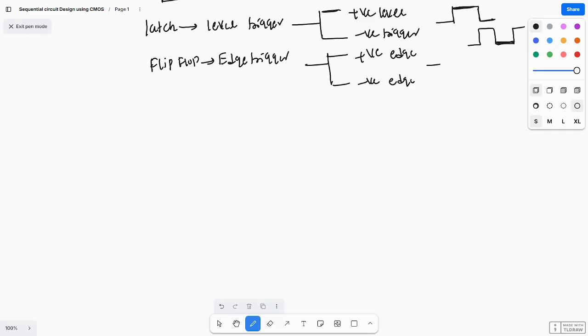Edge means, when it is going from 0 to 1, then it is a positive edge trigger, and when it is going from 1 to 0, this is a negative edge trigger. That is what I told you about latch and flip flop: you have a clock.